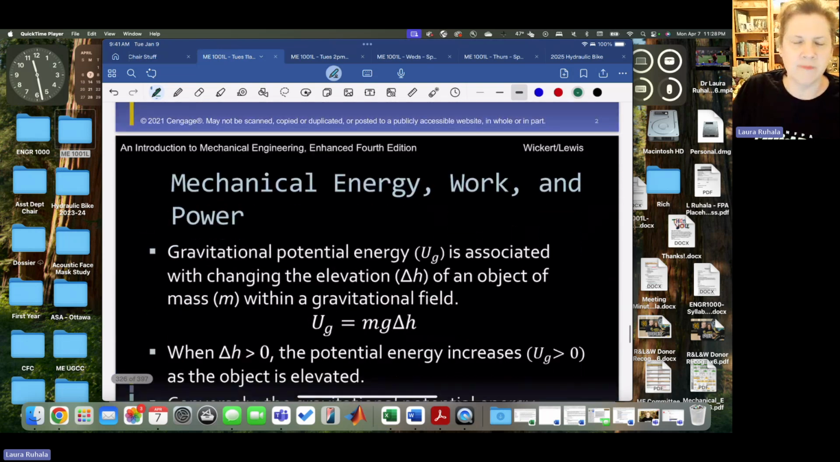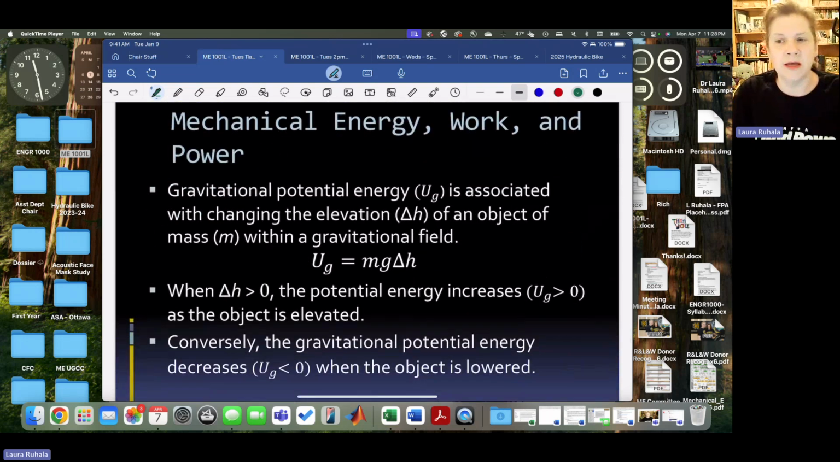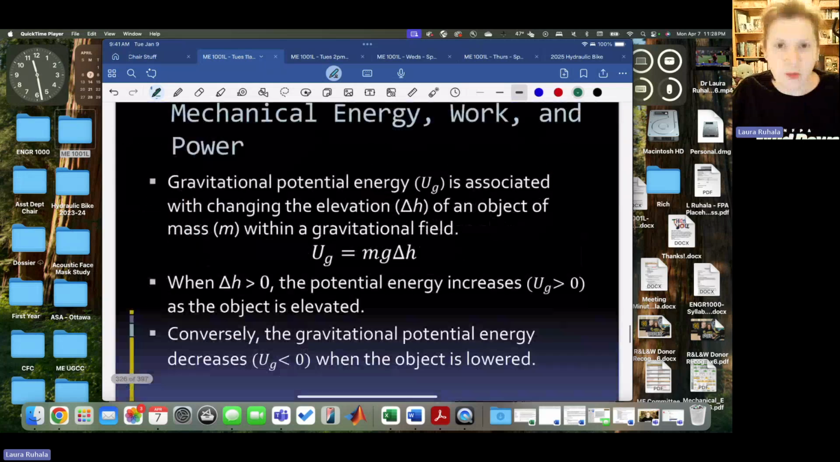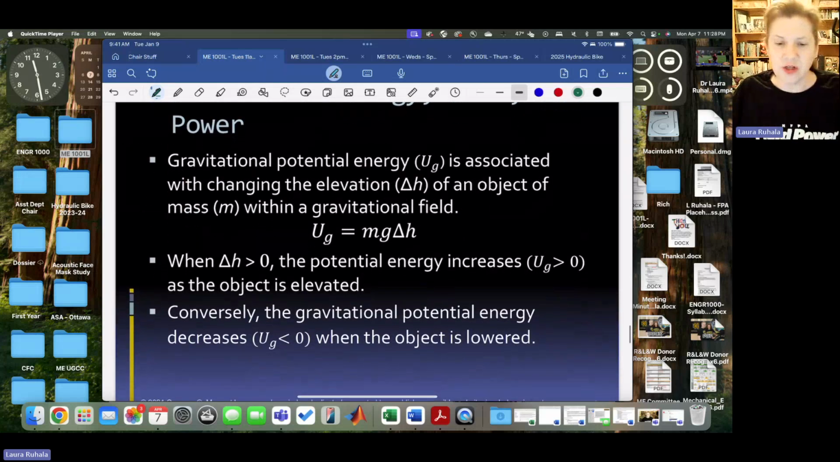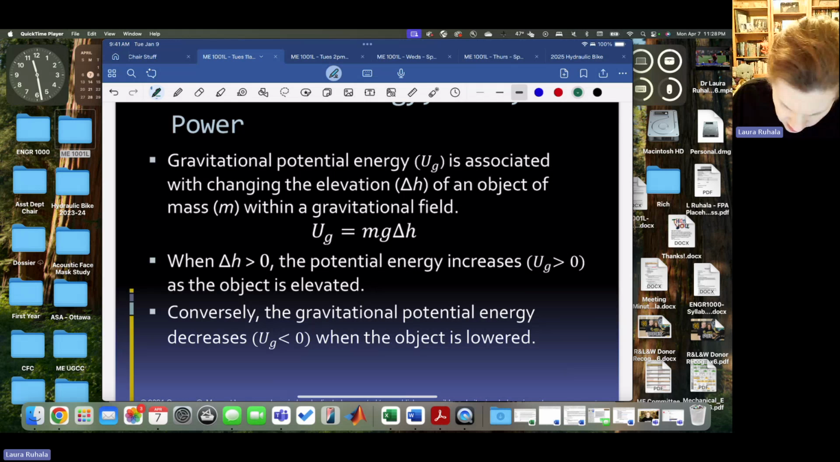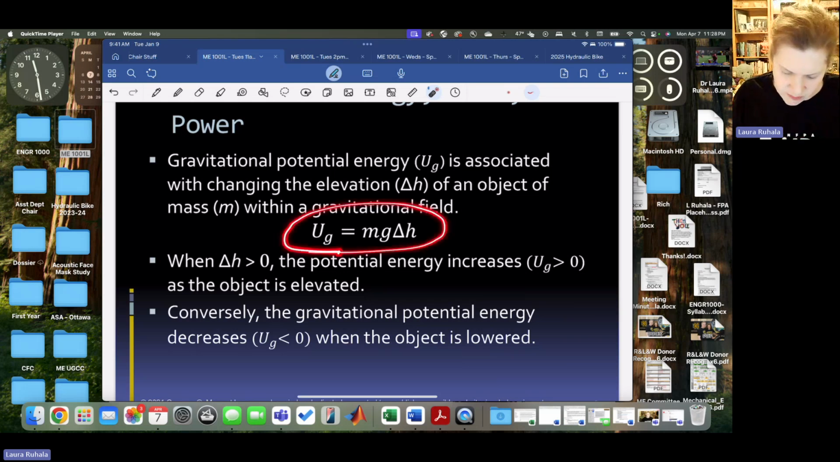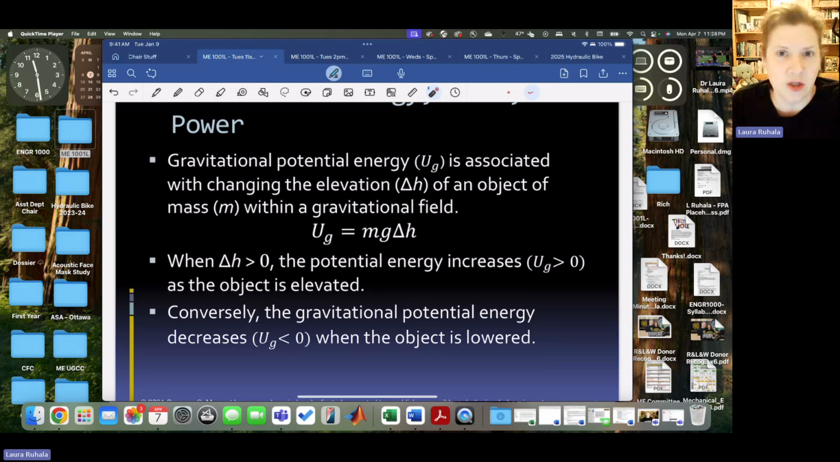All right, so we already saw this in the video, but mechanical energy, work, and power. Gravitational potential energy is associated with a change of elevation of an object that has a mass m within a gravitational field. So it's going to be the weight times the elevation, or mass times gravity times the elevation, mgh. You're going to be seeing this equation in physics. You'll get very, very used to this equation.